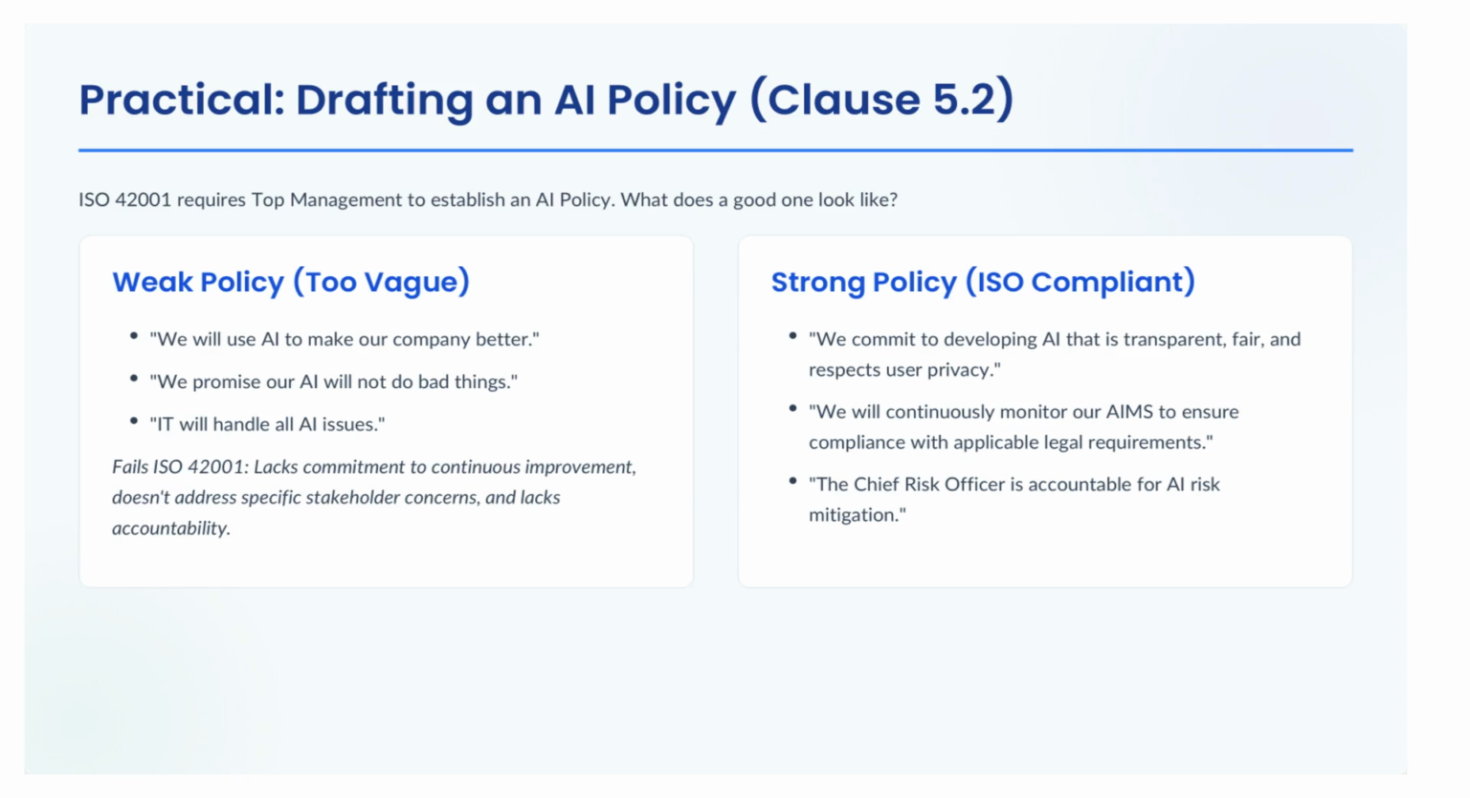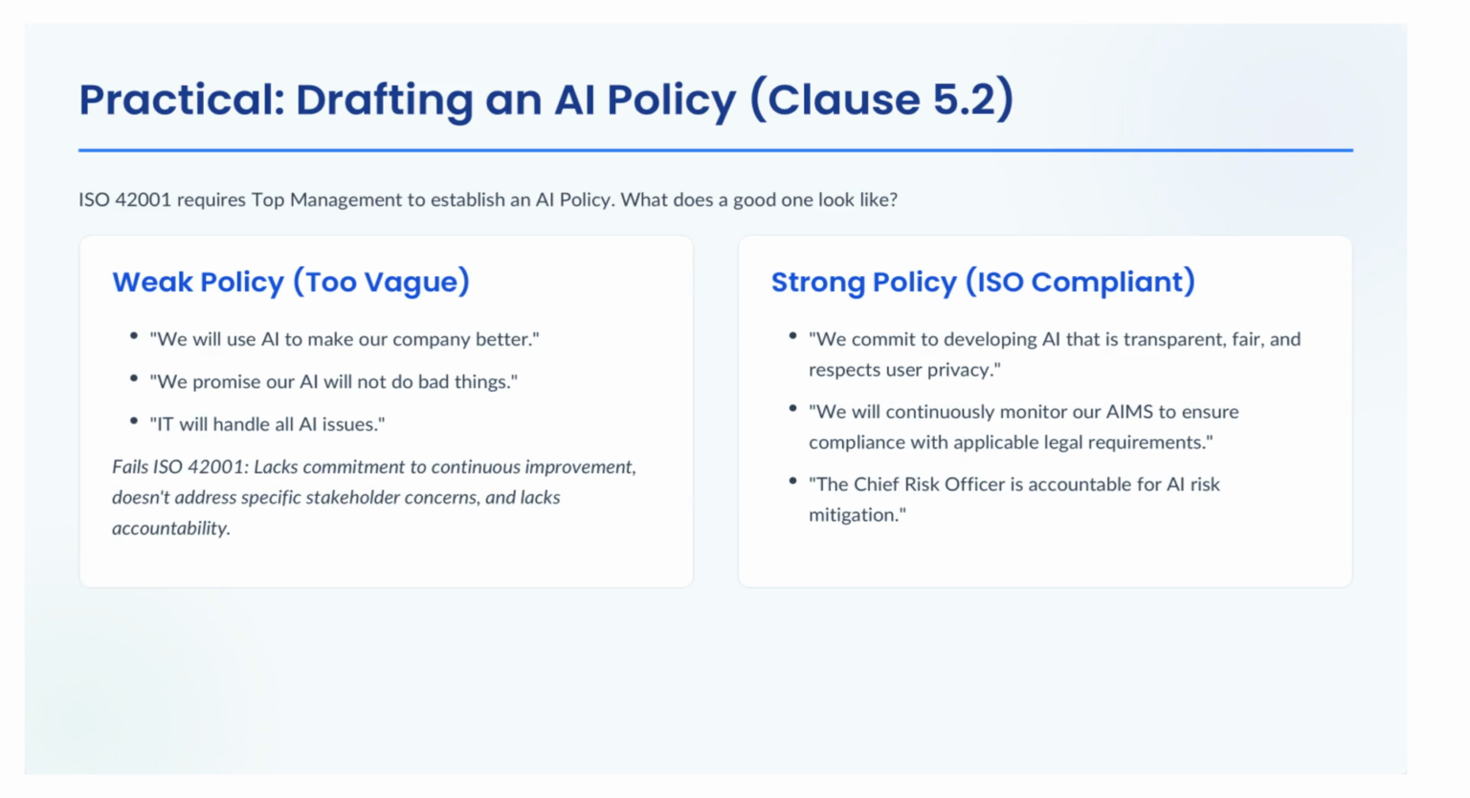So now let's look at the practical implementation of how to draft an AI policy. I have given you a weak policy, which is too vague, and I have given you a strong policy on the left, which is ISO compliant. If you look at the weak policy, "we will use AI to make our company better", it's incorrect, not because it's badly written, but because it is unauditable. Nobody can ever demonstrate compliance with it. Nobody can ever be found in breach of it. So a policy nobody can fail is not a policy.